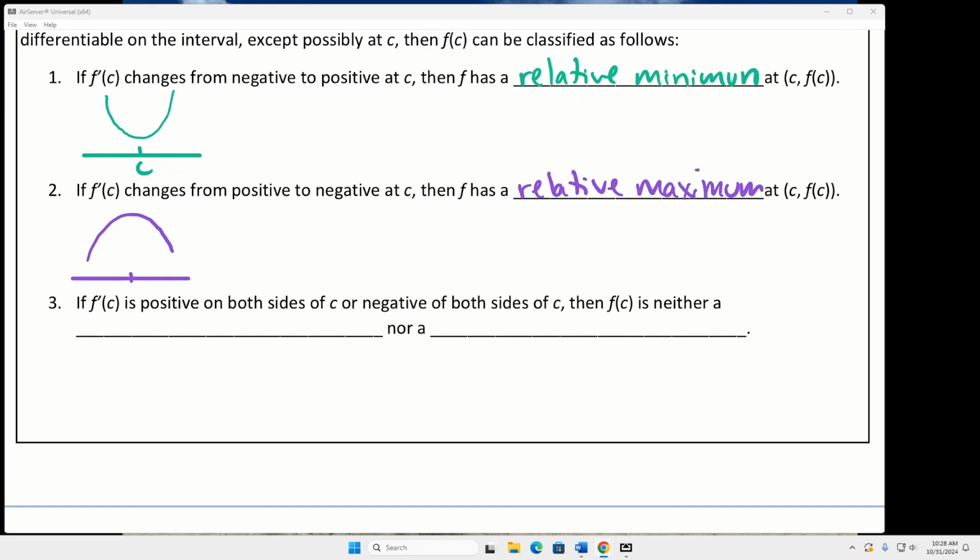And so if you have a critical number and the derivative is the same on both sides, either positive on both sides or negative on both sides, then f of c is neither a relative maximum nor a relative minimum. And so that is going to look like one of these two.